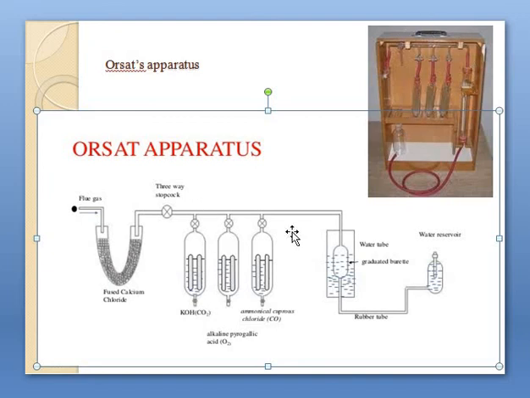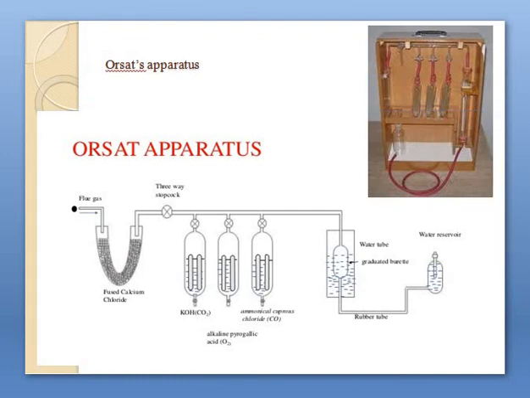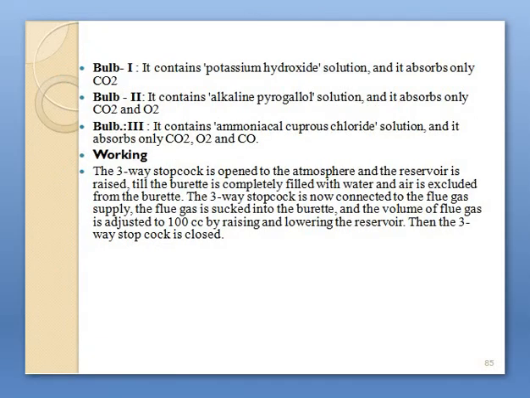So this is the actual thing. Here we have the 3 bulbs with KOH, then the pyrogallic acid, and ammoniacal cuprous chloride. Initially the gas is sent into this tube. Even if it is not U-shaped here, you pass it through the fused calcium chloride, then it is sent into all the bulbs, and finally to the water reservoir. So let's look at the theoretical part of it.